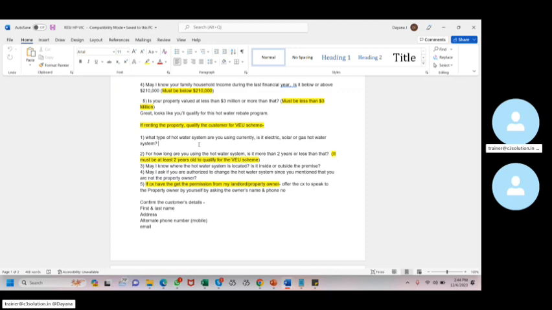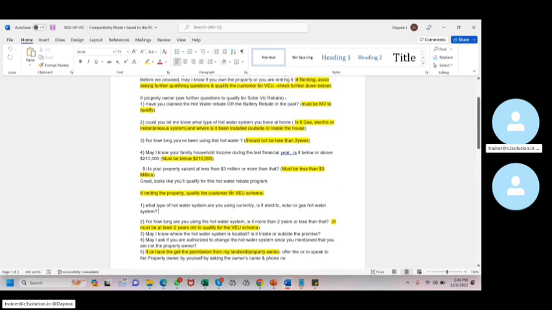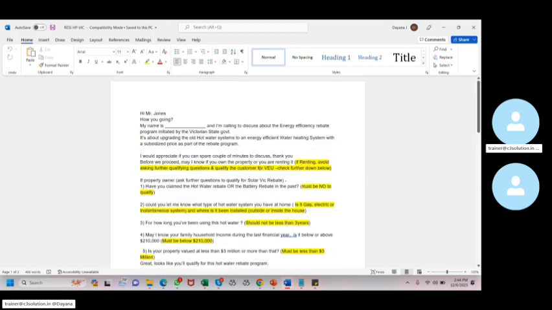So tell the customer, okay, sorry for that inconvenience. We are calling under the program. We are calling to discuss the energy efficient rebate program, under which, if you have an old hot water system, we can replace it with a heat pump with a rebate. So now, you are already using it.